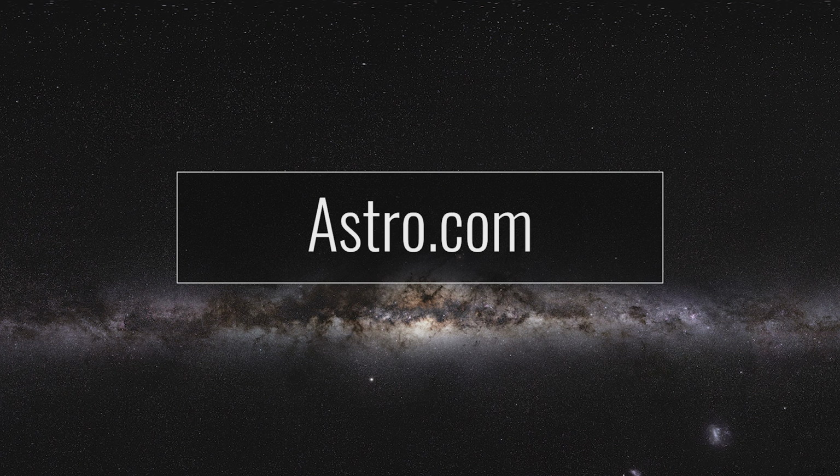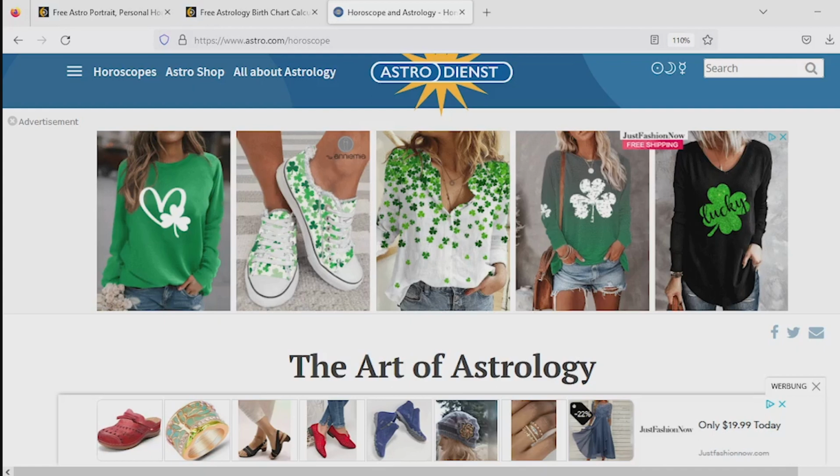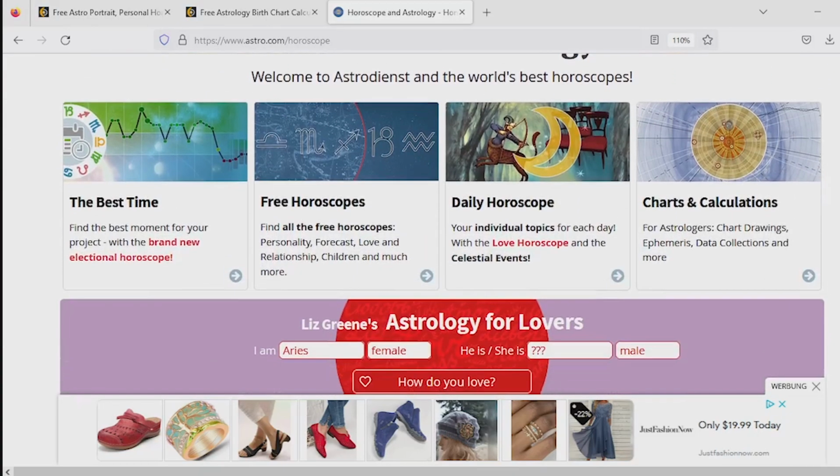So the next site we're actually going to go to is astro.com. Astro.com is another very popular website. There's tons of websites that you can pull a birth or natal chart from. Whatever one that you're comfortable with, I would really encourage you to use. But I just wanted to, again, show how to pull the natal chart from this site, astro.com, just so that people are aware and they can use this as well.